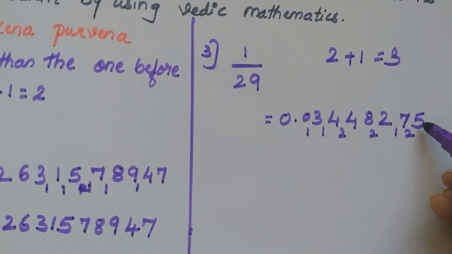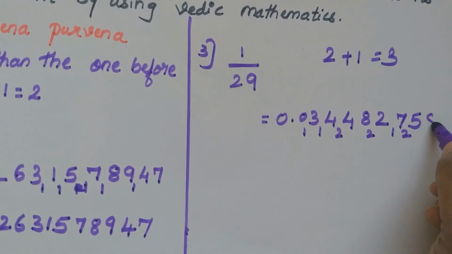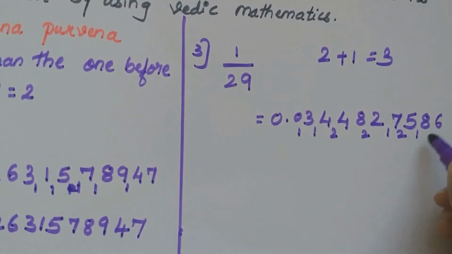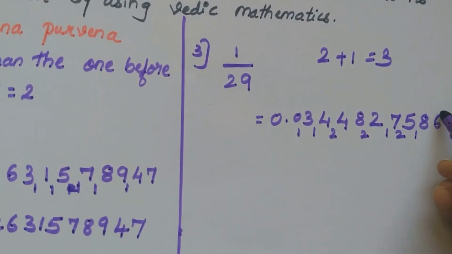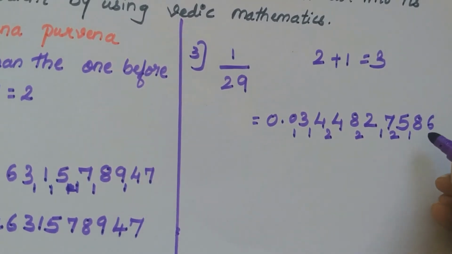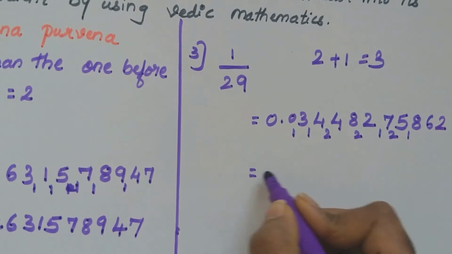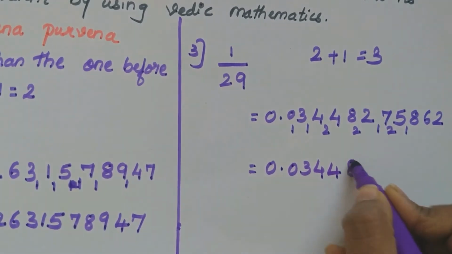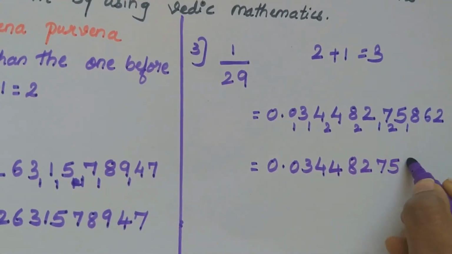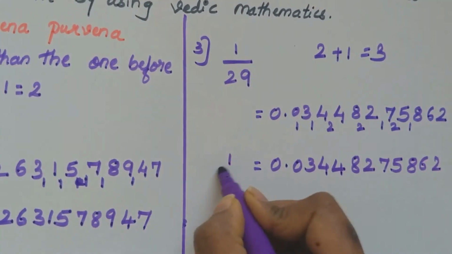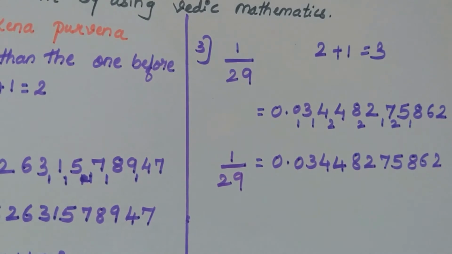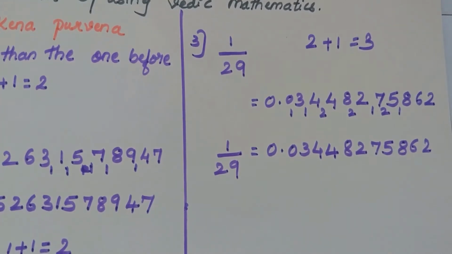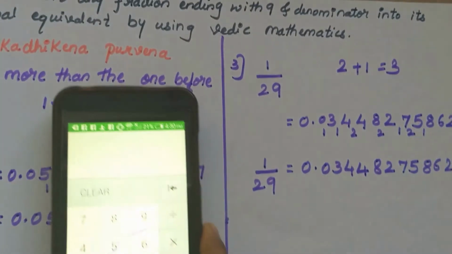Now it becomes 25. 3 8s are 24. 1 is the remainder. 3 6s are 18. The remainder is 0. Then 3 2s are 6. So the answer is 0.03448275862. 1 divided by 29 gives me 0.03448275862. If you want, you can cross check with the calculator.